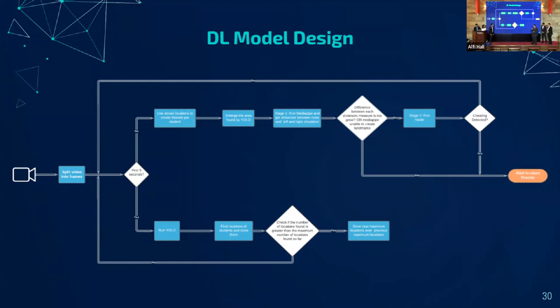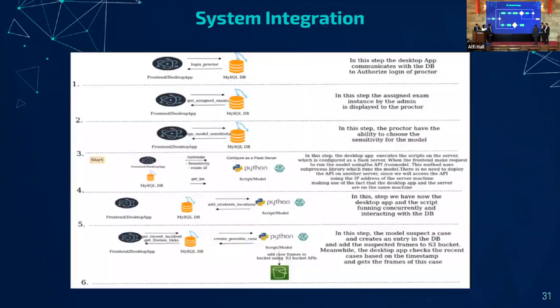But if this isn't found, because not every cheating case can be found using only looking to the left and right, we then utilize our own model to try and attempt to find a potential cheating case. And if one is found, as mentioned before, we alert the proctor. And if not, we continue processing frames. And I'll leave you with Omar to talk about the system integration.